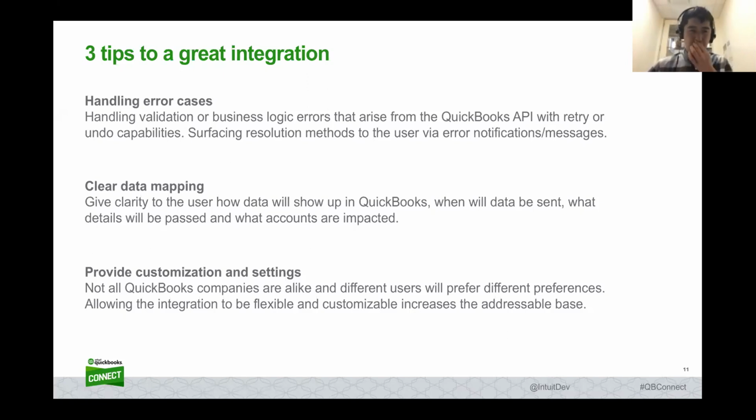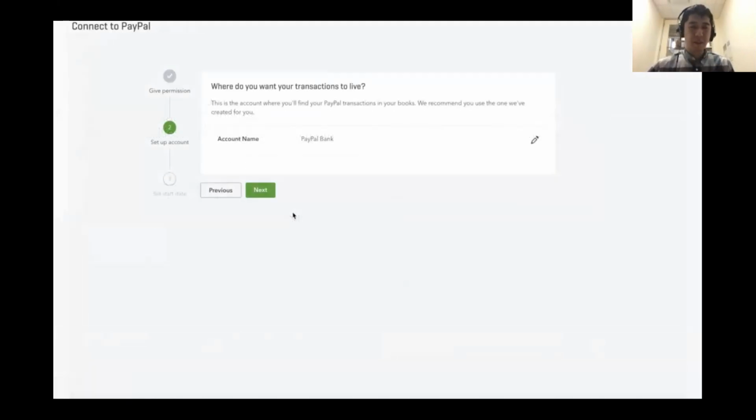So an example of what might be a really great integration. In this case, let's say the user's trying to connect to PayPal, and they're trying to get data from PayPal into QuickBooks. Wouldn't it be nice if all you had to ask is, where do you want your transactions to go? And when do you want your transactions to start importing?